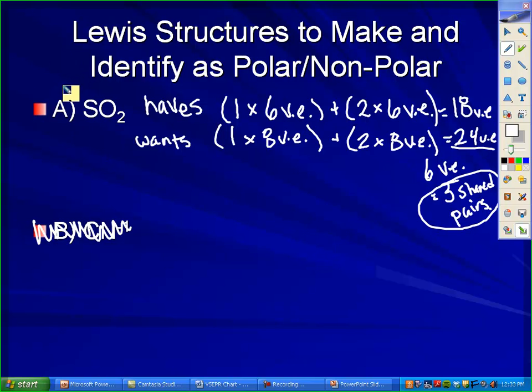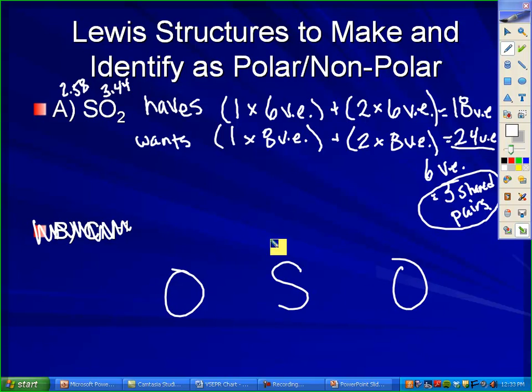Generally speaking, and if you remember our values for electronegativity were 2.58 and 3.44, the least electronegative atom is going to be placed as what's known as the central atom. And the central atom is important for drawing the Lewis structure and then for identifying the shape of the molecule using VSEPR theory, which we'll need to do here in a second. But we'll start with S as our central atom because it is lower in electronegativity. And then the O's can just kind of go around the S. It doesn't really matter where.